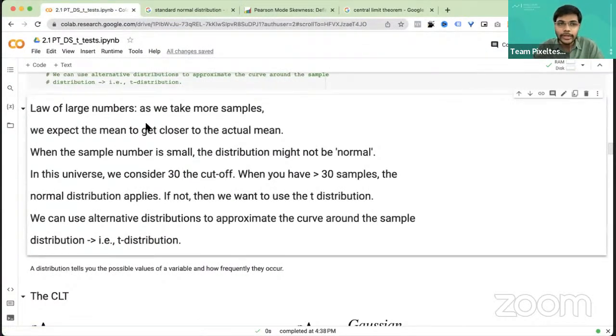Before we proceed further, now that we understood mean, median, skewness and everything, let's try to understand a little more concept. One is called central limit theorem, and another one is law of large numbers. I think law of large numbers is here. Okay. What law of large numbers says is very simple, it's a fancy name, that's it. It states that as we take more samples, the mean of all the sample outputs you are getting will be closer to the actual distribution, right? So as we take more samples, we expect the mean to get closer to the actual mean.